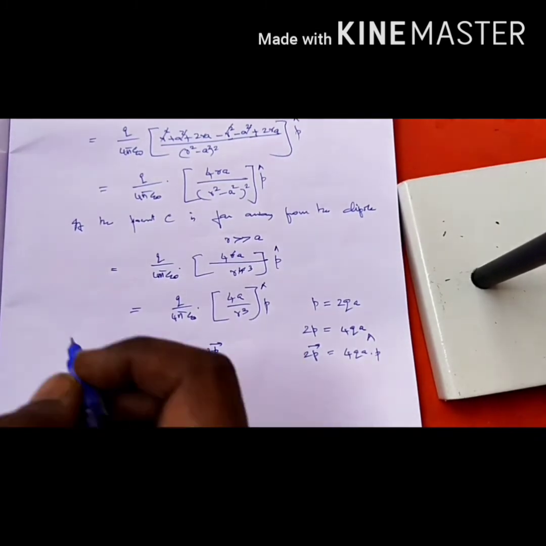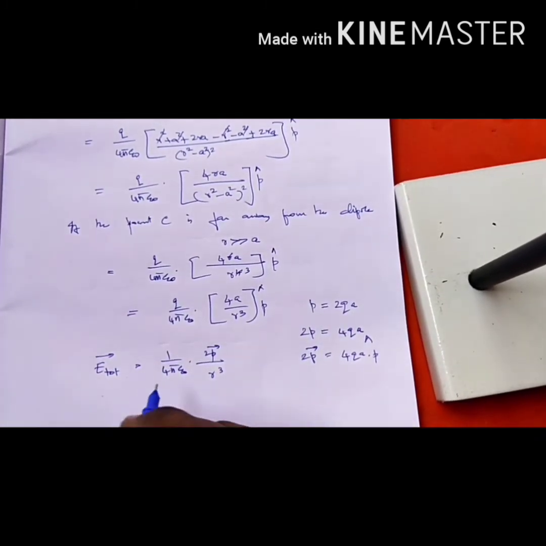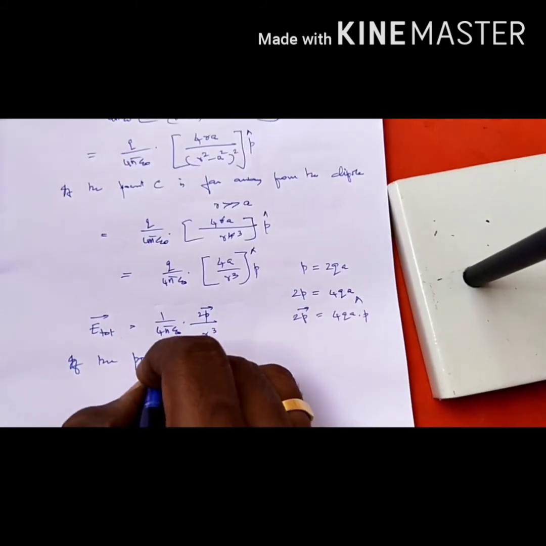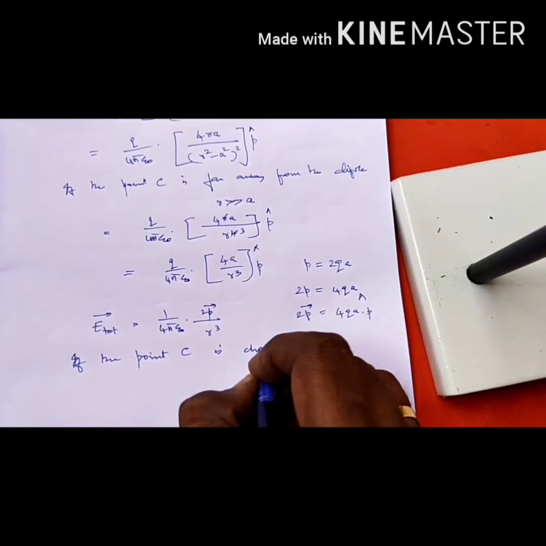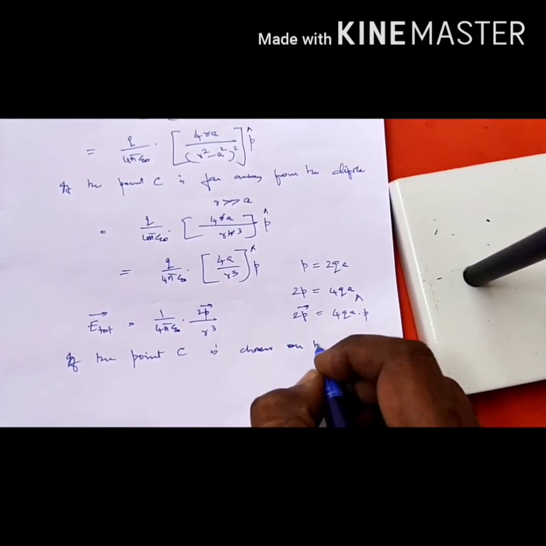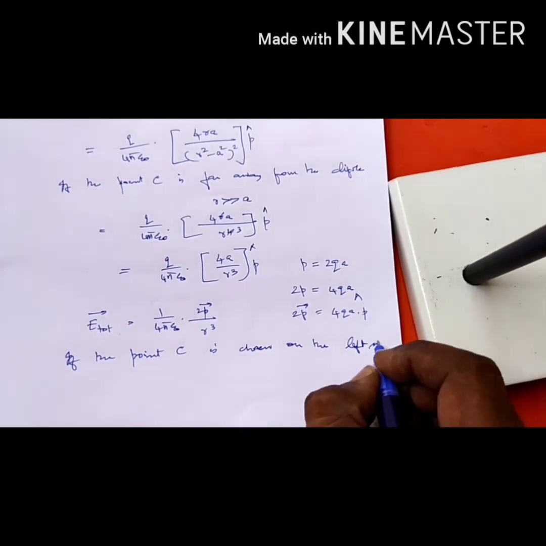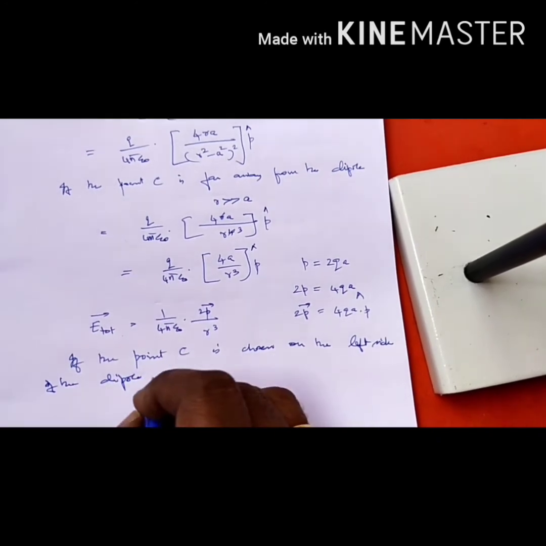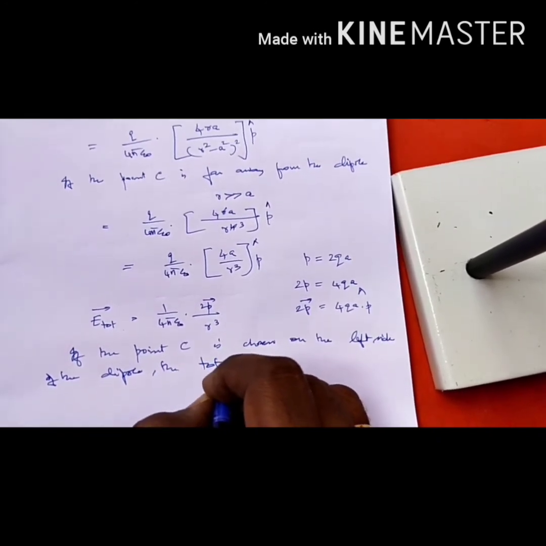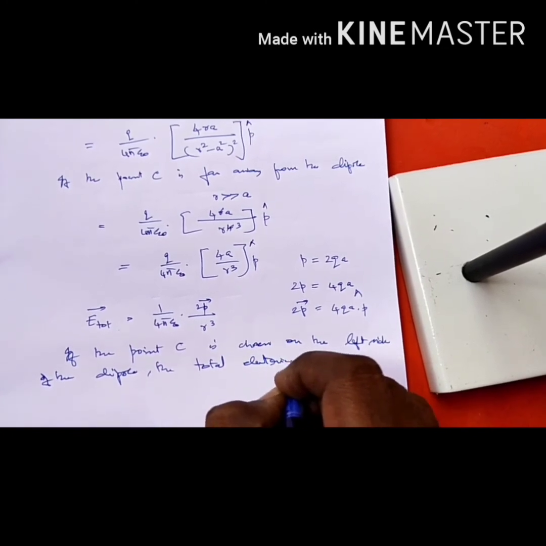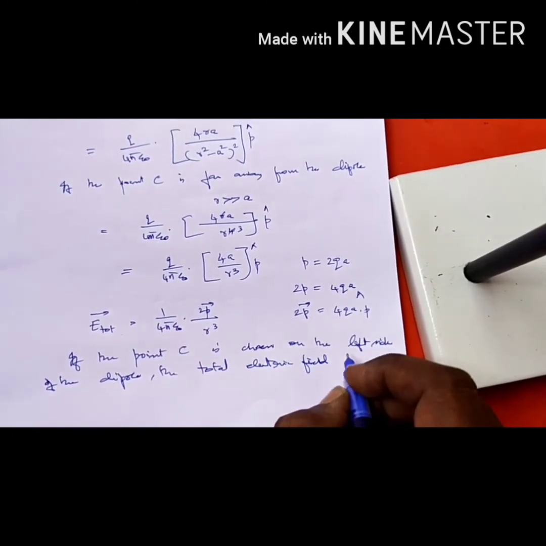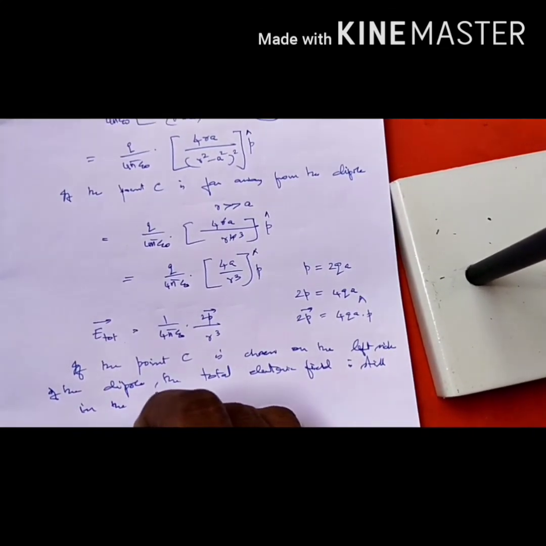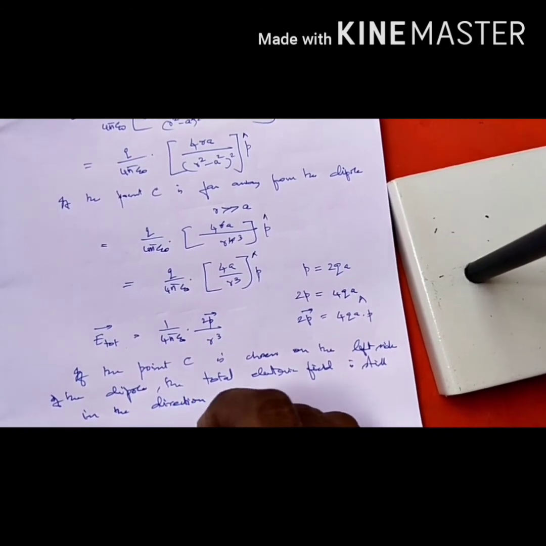Now if the point C is on the left side of the dipole, the total electric field is still in the direction of the p cap. If the point C is chosen on the left side of the dipole, the total electric field is still in the direction of p vector, because the direction of electric field is same as the direction of the electric dipole moment.